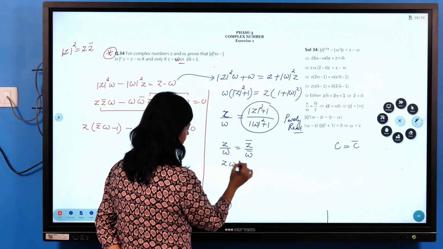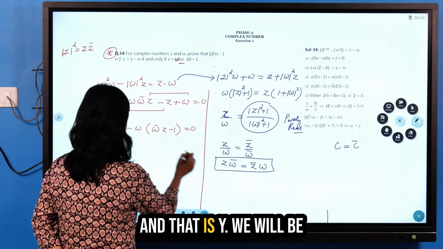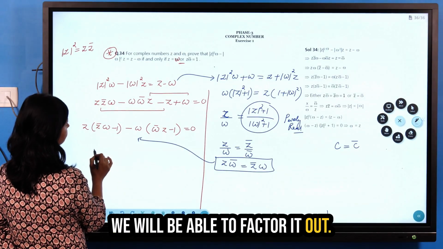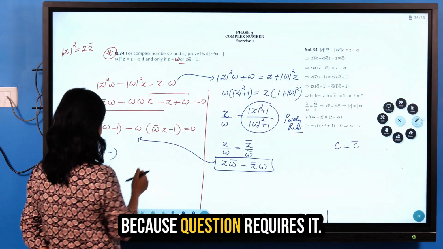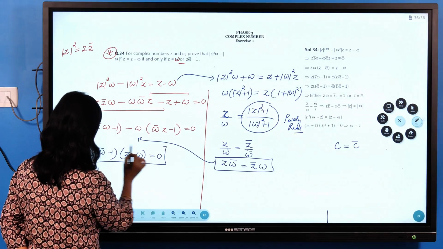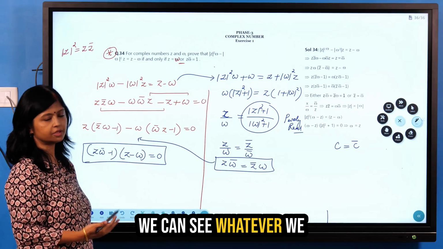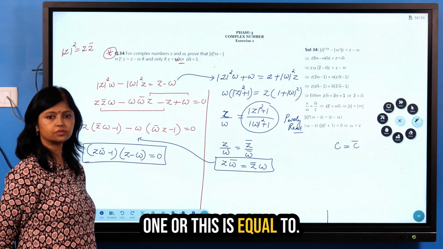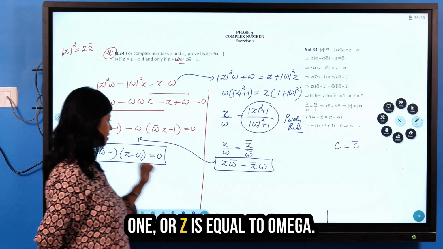That is why we will be able to factor it out. So z omega bar minus 1, I can take whichever I want because the question requires it. And this minus this is equal to 0. Now it is easy. We can see whatever we want to see from here. So either this is equal to 1 or this is true. So z omega bar is equal to 1 or z is equal to omega.